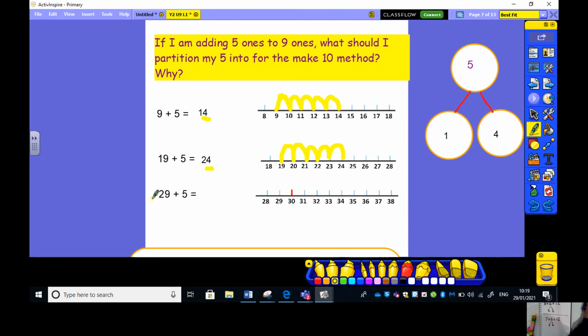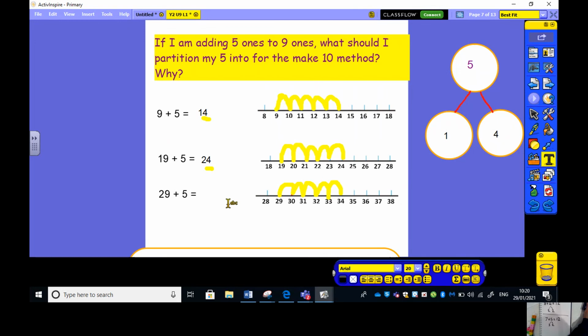So using my strategy, I need to make 10 by partitioning the second number and then add on the remaining part. So I partitioned 5 into 1 and 4 because 29 add 1 would give me the next multiple of 10, which is 30. So I'm going to do 29 add 1, which is 30. Now I need to add on the remaining part of 4. 1, 2, 3, 4. The answer is 34. Well done.